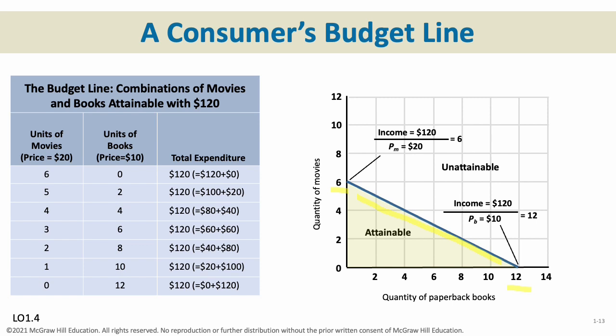So we can buy 5 movies and 2 books. We can buy 4 movies and 4 books, and so on and so forth as we move along the line. Anywhere on the line is attainable. Anything in this area here is also attainable. It means you're not using your entire budget. Anything out in blue here is not attainable at all. What that means is we're dealing with an area where we cannot afford those combinations. So that's a simple budget line.